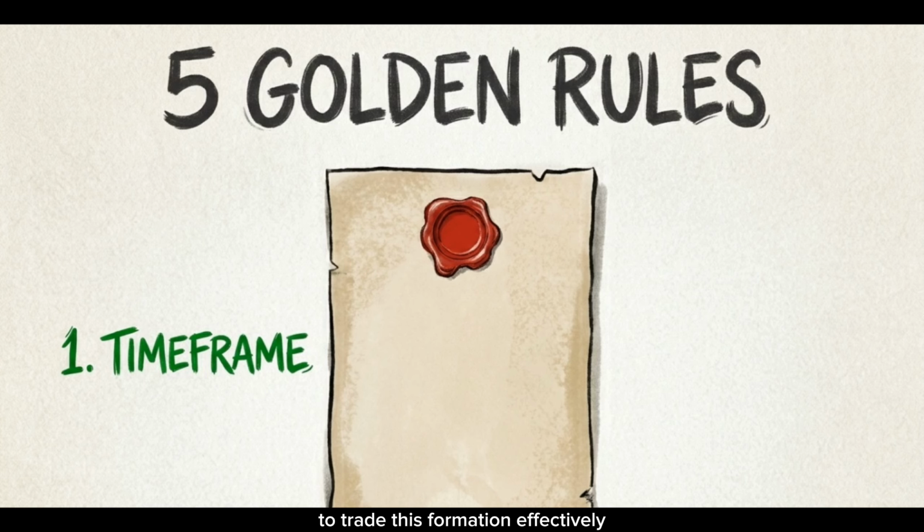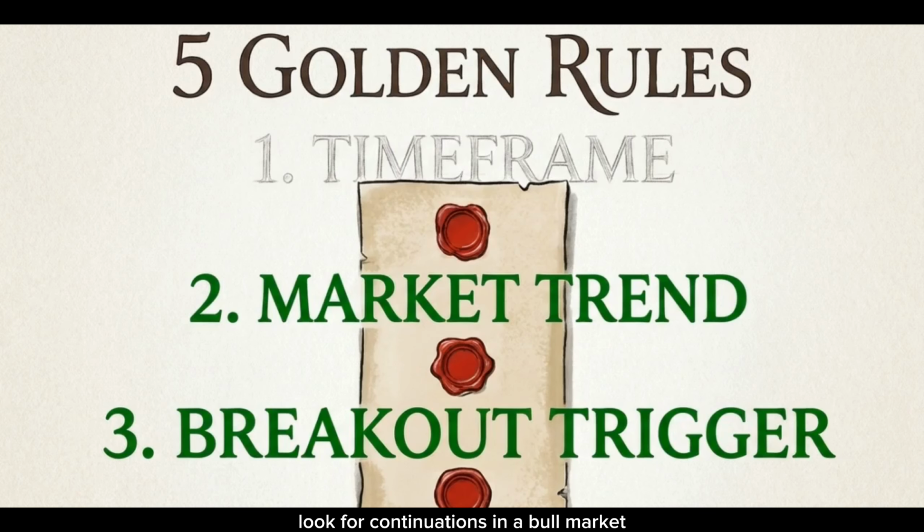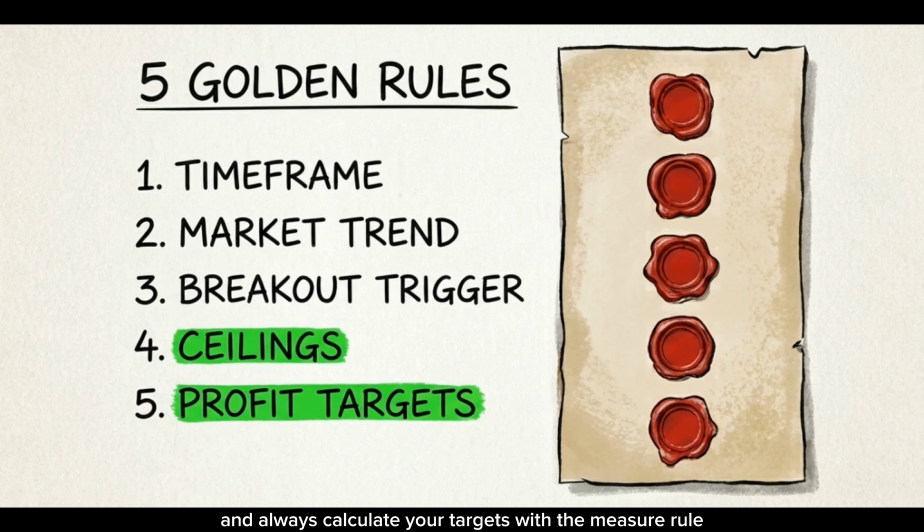To trade this formation effectively, follow these 5 rules. Stick to the weekly chart scale. Look for continuations in a bull market. Wait for a close above the right lip. Map all overhead resistance, and always calculate your targets with the measure rule.